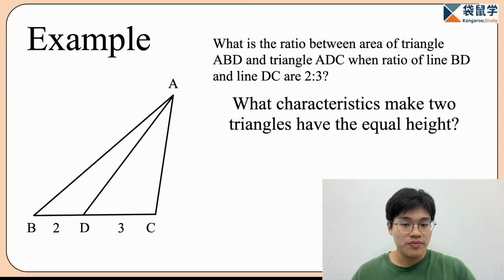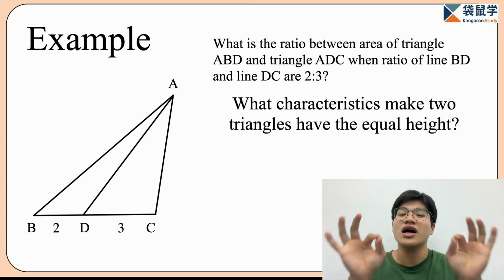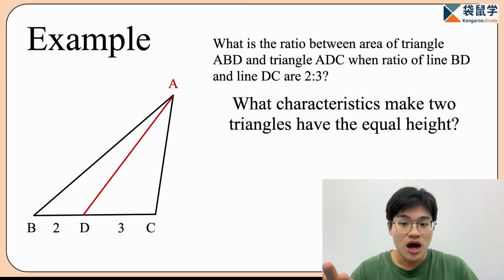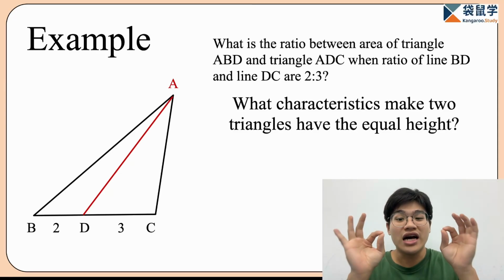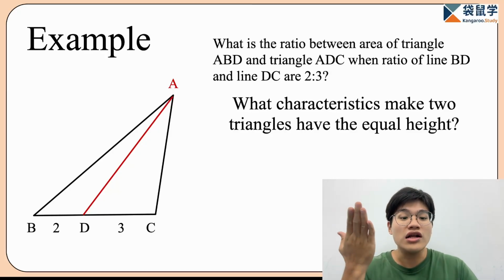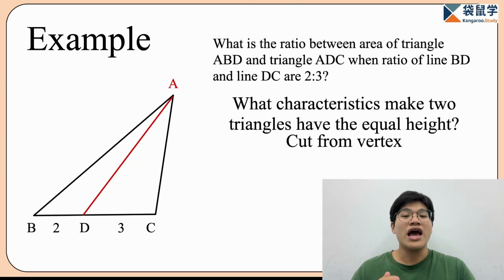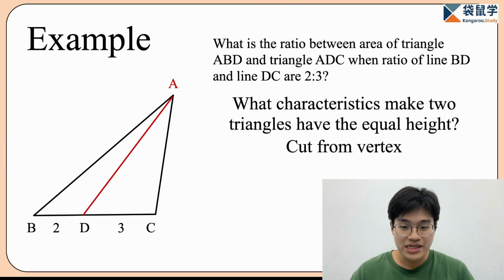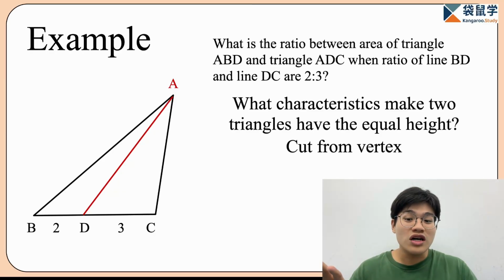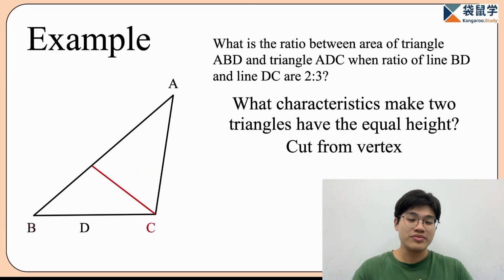Here's the problem. What characteristics make two triangles have equal height here? Let's observe here. They are cut from the vertex A. So if we want to make two triangles have equal height, we have to cut from the vertex. In this example, we cut from vertex A, but we can also cut from vertex B. We can also cut from vertex C here.